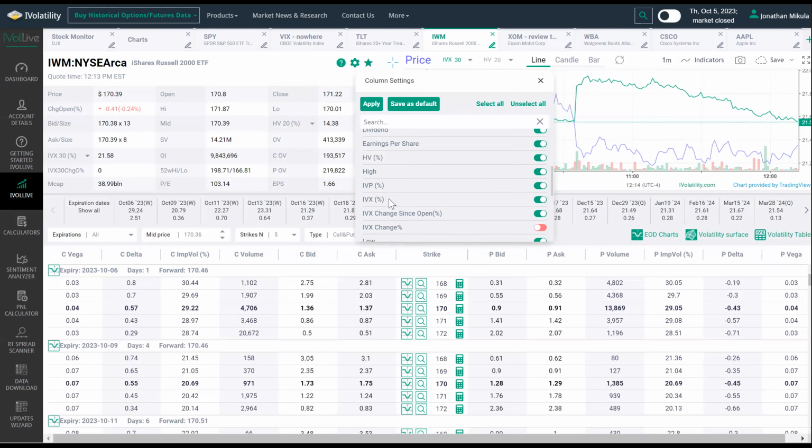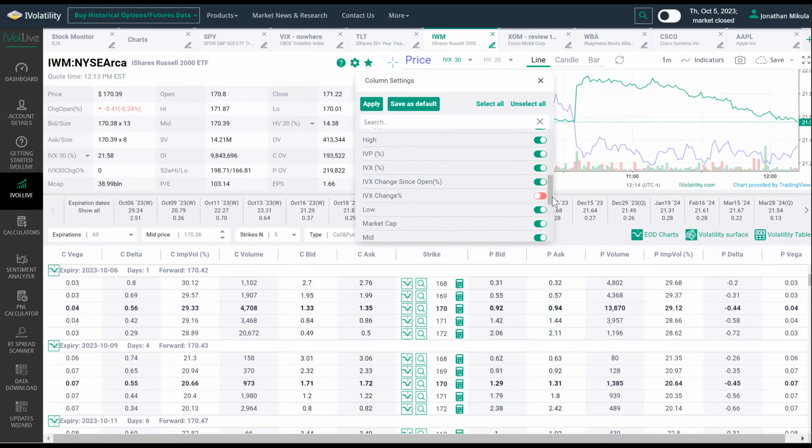This is kind of like the VIX, but many traders just follow the VIX. The problem is the VIX is very broad-based, so what we want to know is what's the implied volatility per name, not just for the market overall, not just for the S&P 500. And that's what IVX tells us.